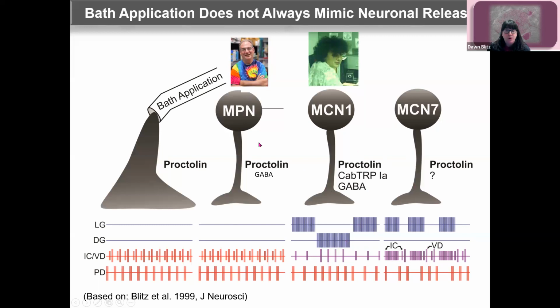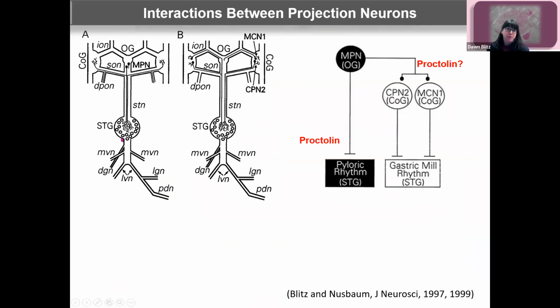So for my dissertation work, I focused some more on MPN. And MPN not only projects to the stomatogastric ganglion, but it also sends its arms out to the commissural ganglia, which allows it to interact with some other projection neurons. And you're going to hear about these quite a bit today, MCN1 and commissural projection neuron 2, or CPN2. So these are two projection neurons that activate the gastric mill rhythm. And what we found is that MPN inhibits these two projection neurons up here in the commissural ganglia. That removes their activation or their excitation of the gastric mill rhythm. And so MPN indirectly inhibits the gastric mill rhythm.